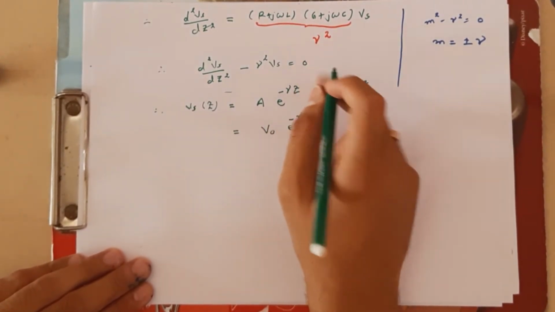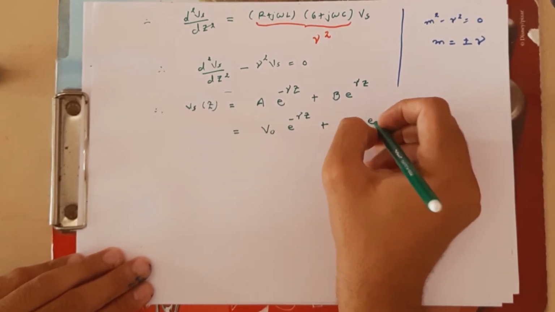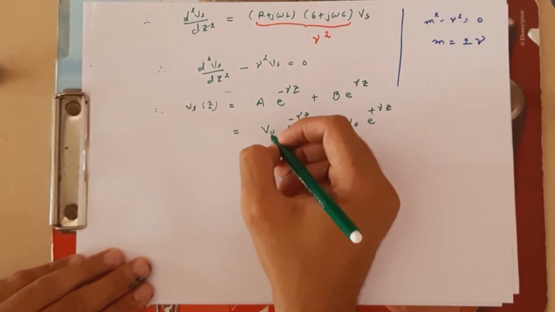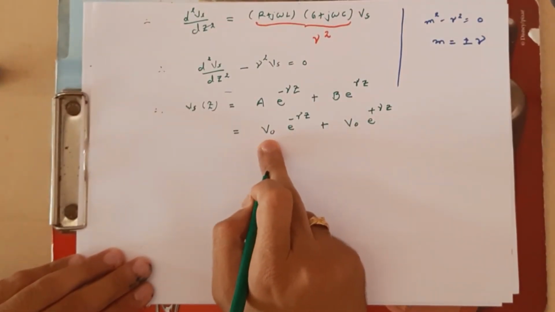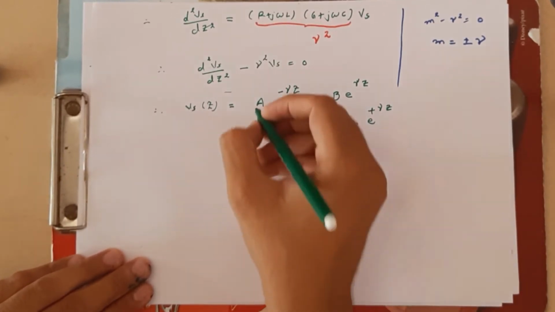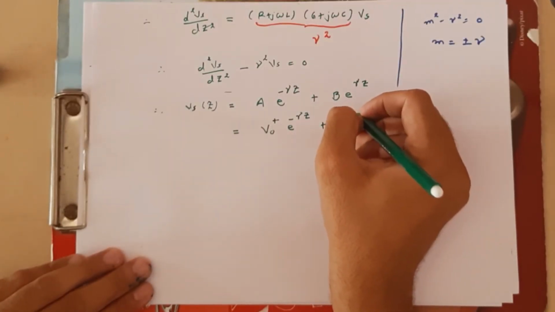Okay, we will discuss what gamma is. V0 is also V0 e raised to plus gamma z, but in this case we have to consider it as 100 and here we have to consider it as 90. So how can you separate this into V0 plus and V0 minus?